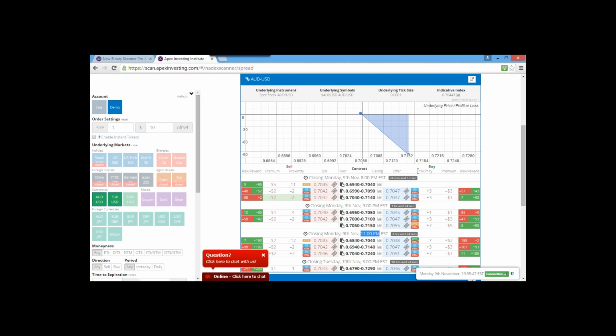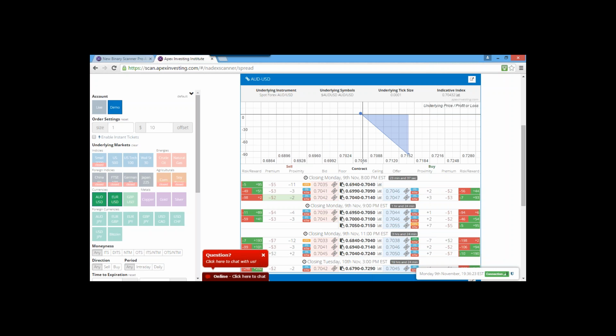But right here on the scanner, it says proximity. We've got buy proximity and sell proximity. See right here, it says +3, +3, -7. All that is saying is the current market is right here, 7044. Well, if you want to buy this spread, you have to buy it at 7038. So the price of this spread right now is 7 ticks lower than the current market. This spread here is 2 ticks higher than the current market.